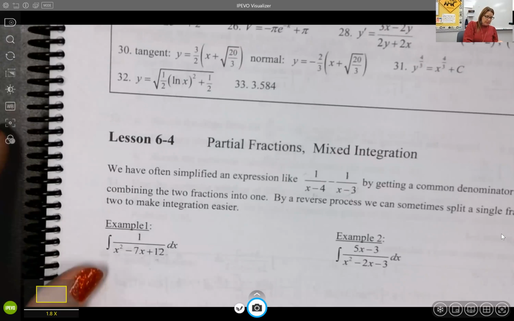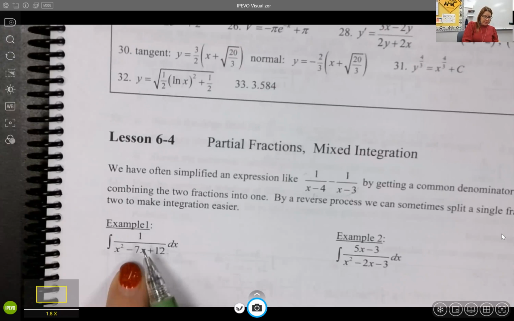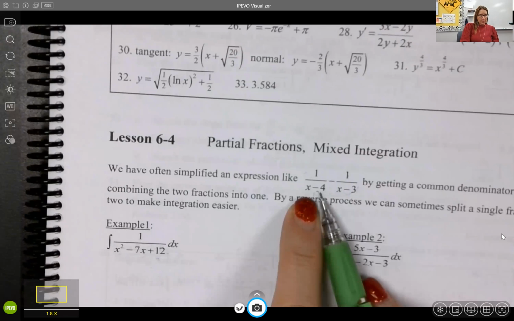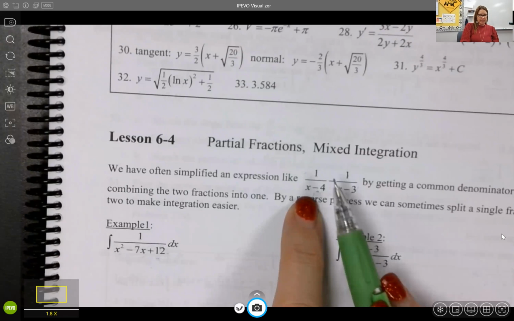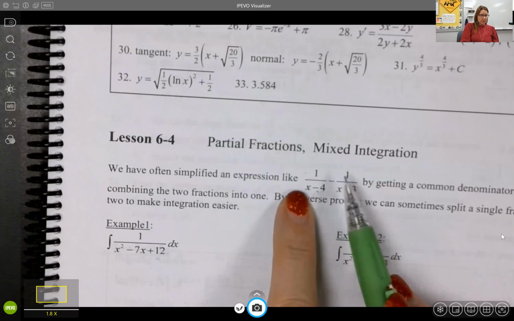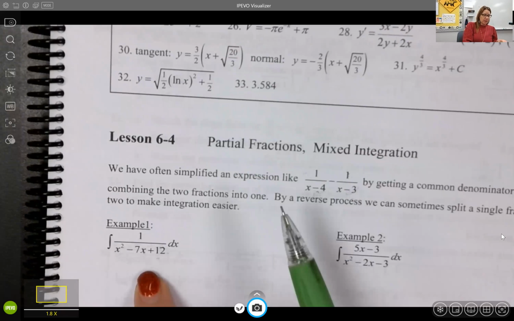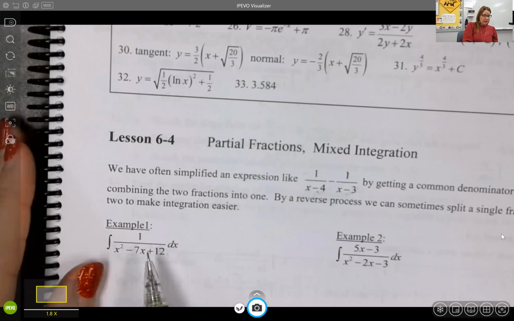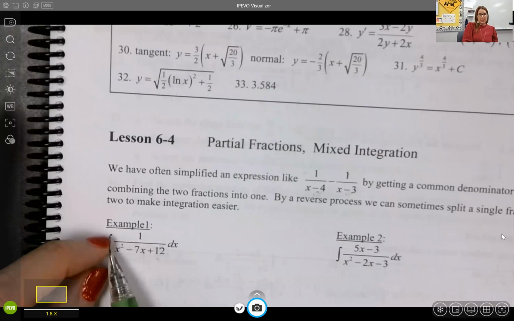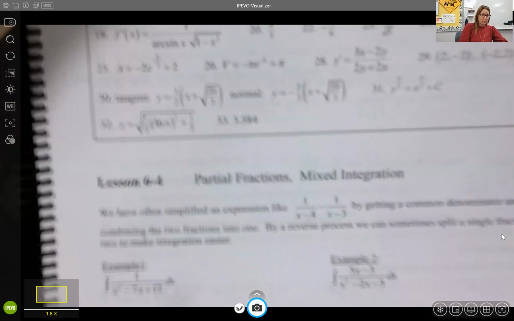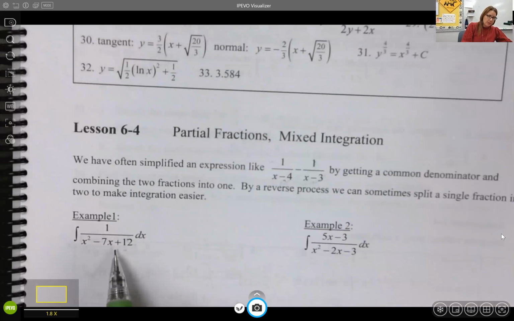Going backwards from this, if I separated this back to a beginning problem like we did in Math 3, we would get a common denominator, and then we would combine like terms on the top, and we'd end up getting a 1. So what we're trying to do now for partial fractions is go backwards. Instead of having all the terms combined, I'm going to split them up into 2 different terms so that I can take the integral 1 term at a time. Okay, so I've got this 1 over x squared minus 7x plus 12.